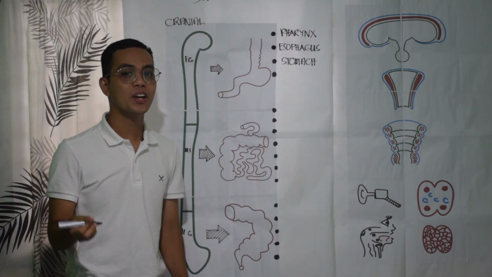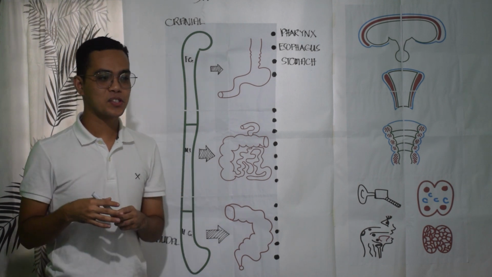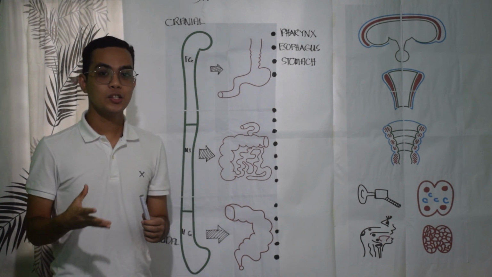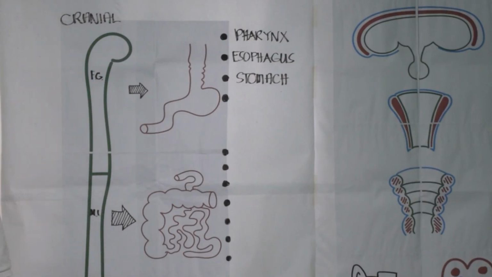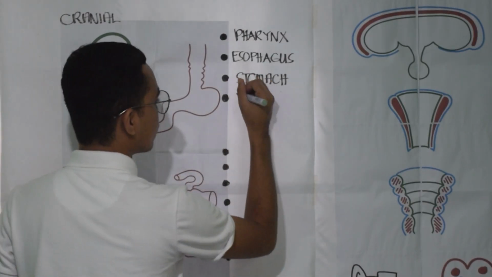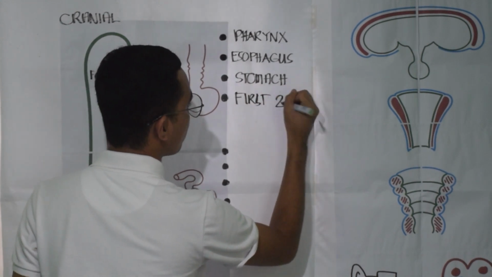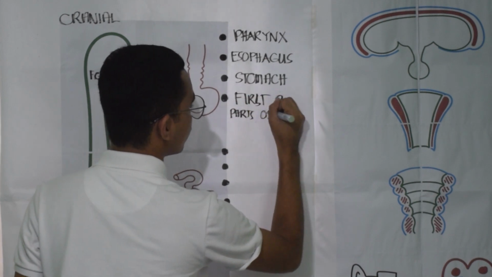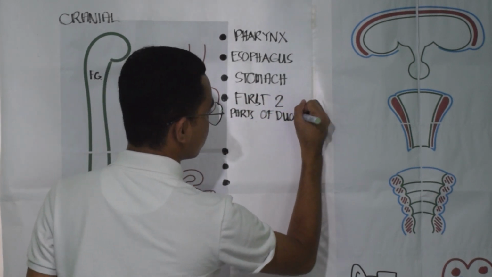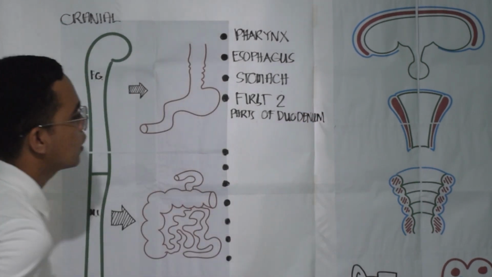And this is where things get interesting, because not all structures are developed in just one of these three regions. Foregut actually forms only the first two parts of your duodenum, or however you pronounce it. That's entirely okay. You might ask, Mark, why is this happening?